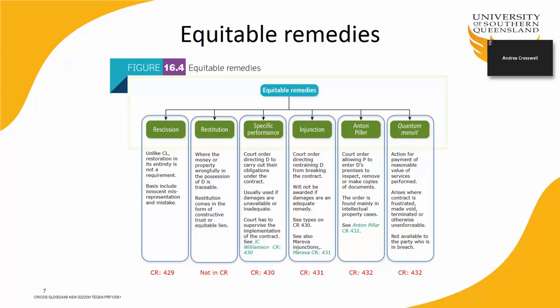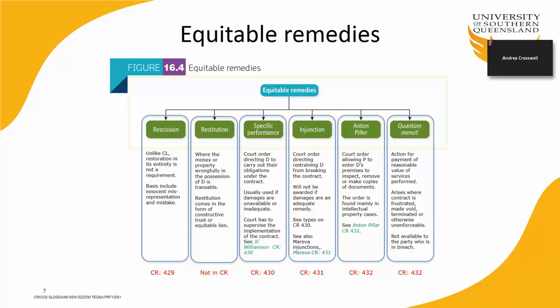Restitution. Where the money or property wrongly in the possession of the defendant is traceable. So you have given something to the defendant, even possibly a deposit, and it's important that you are able to trace that money so you can get that money back. That's what you're trying to do here. You're trying to get compensation. So it comes in the form of what they call a constructive trust, or what they call an equitable lien.